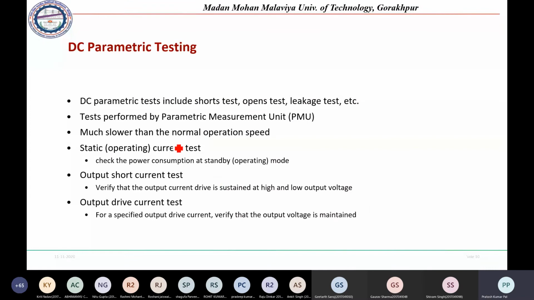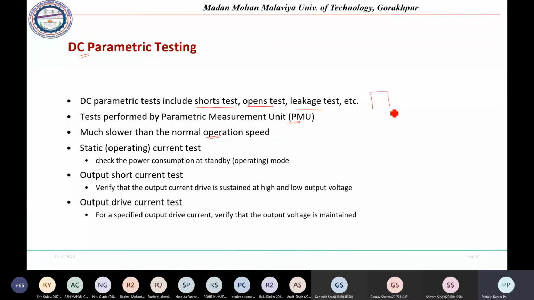DC parametric test. DC parametric testing is a test where we test a particular chip for short test, open test, and leakage test. These are the DC parametric tests. This is performed by a parametric measurement unit. PMU, the parametric measurement unit, is a device that we use for testing the DC parameters of any chip, and it is much slower than the normal operation.